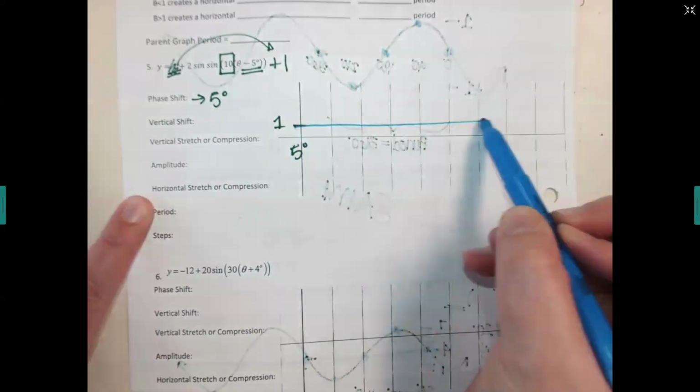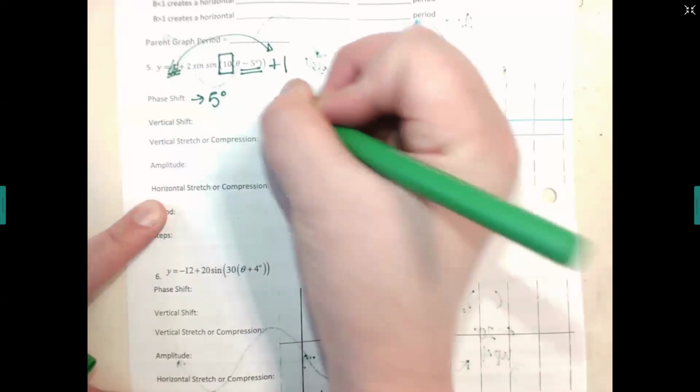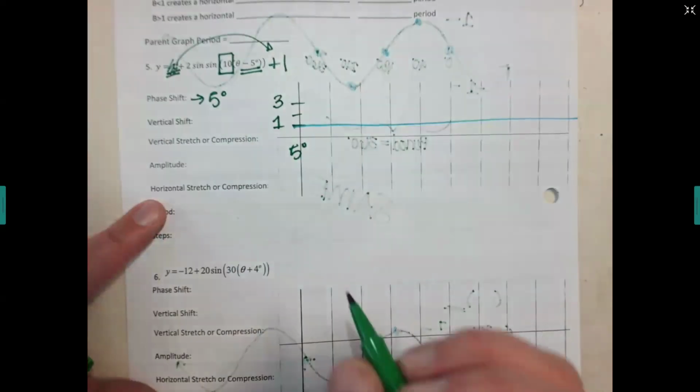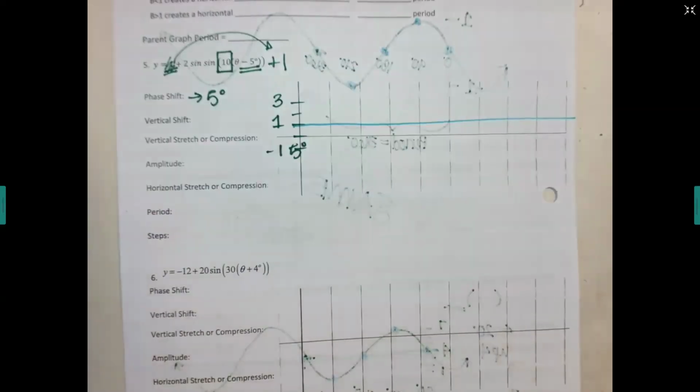And then what is my amplitude going to be? 2. So if I'm starting at 1, I would go up 2. That means my top value is a 3. I could also go down 2, which means my bottom value is a -1. Because I'm starting at 1, I go down 2, that puts me at -1.